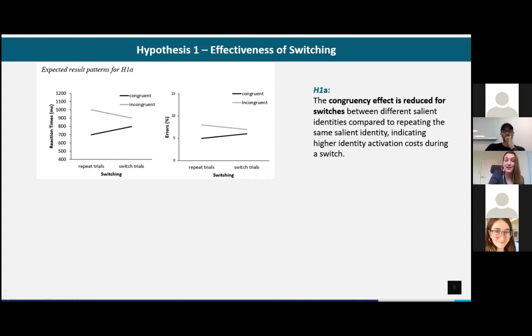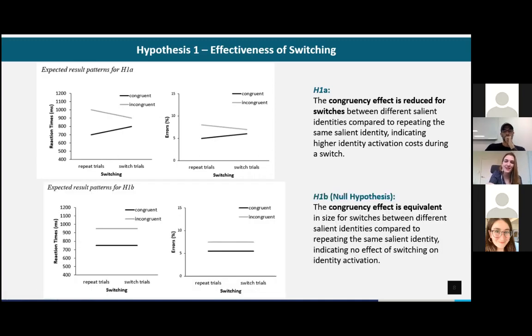Or if there are no costs to switching, we would expect the pattern of results to look like this. So that basically the congruency effect would be present, but it would be very much similar or would not differ depending on whether you just switched identities or whether you stayed in the same identity. So basically showing that no matter if you're switching or staying in the same identity, this identity is always strongly salient.